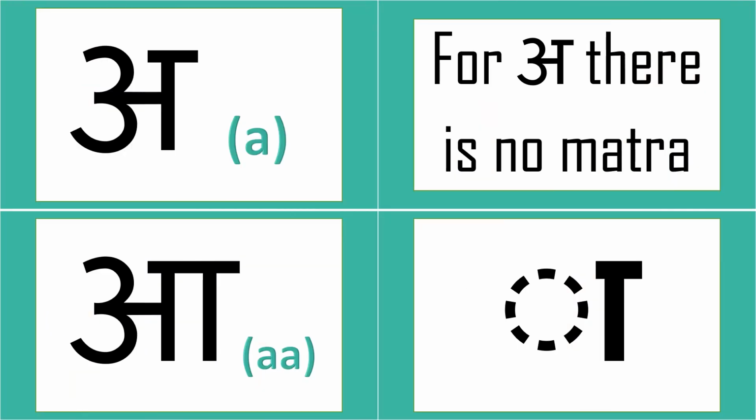This is A. For A there is no matra. We are not using any symbol for A. Actually, each consonant has a sound, so A does not change the consonant sound. For Aa, we are using this symbol at the end of the consonant.